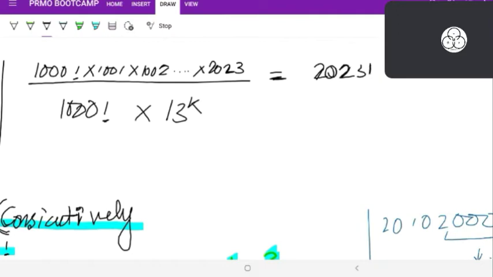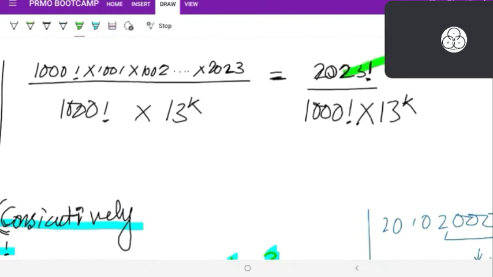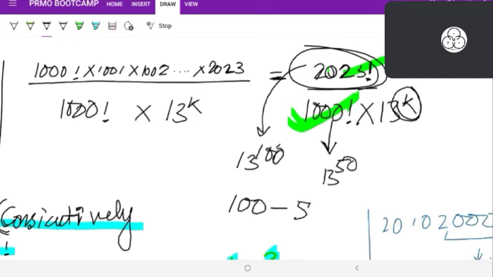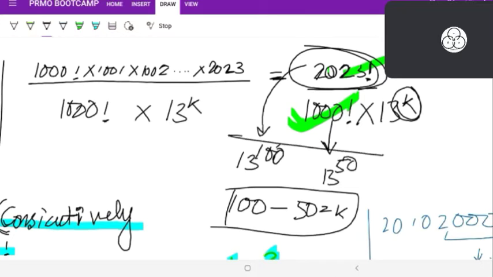2023 factorial divided by 1000 factorial into 13 to the power k. We can find the exponent of 13 in this expression, and the exponent of 13 in the other expression. Say, here the exponent of 13 is 100, and here the exponent of 13 is 50. Then the maximum value of k possible is what? 100 minus 50 over k. I am saying say, because I am not calculating this part. Calculation is yours. This is not mine.